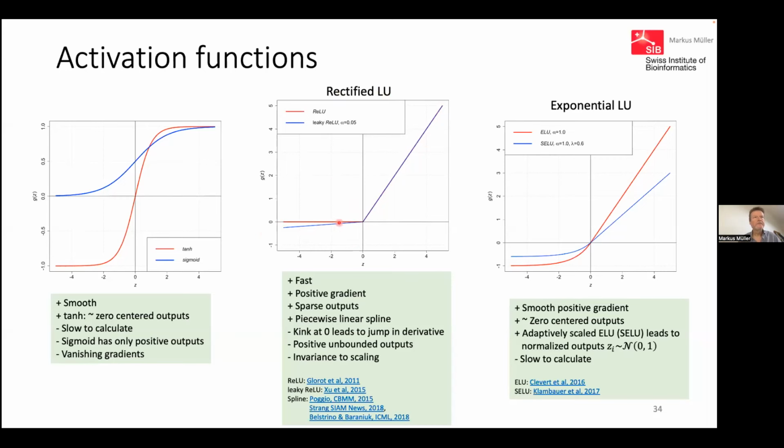So the advantage of this function is it doesn't saturate. So the gradient in this part here is never zero. Even if you have very, very high values, you always have a finite gradient. It's very fast to calculate. And it also has a nice interpretation. It actually leads to a piecewise linear spline interpolation of your training data.